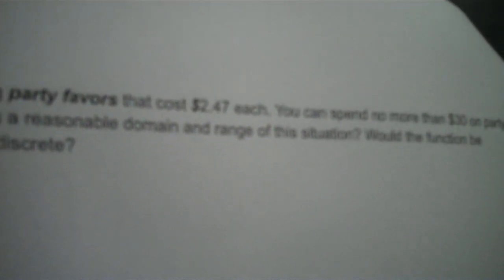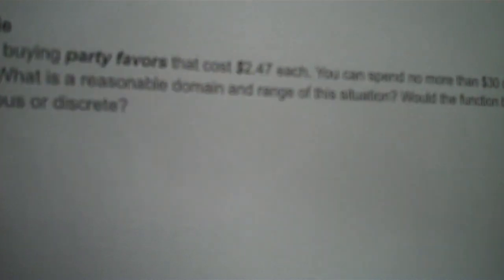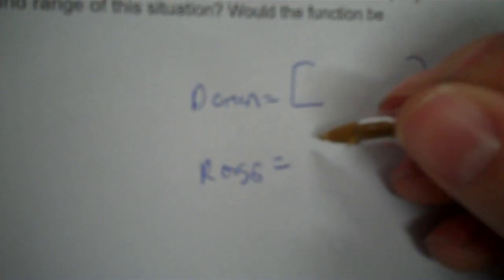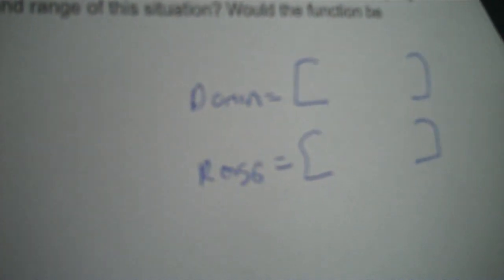You're buying party favors that cost $2.47 each. You can spend no more than $30 on party favors. What is a reasonable domain and range of this situation? With the function, that means, will the graph be continuous or discrete? So domain, range. I'm going to put these in intervals, so then I don't have to list every number. Otherwise, if you don't put them in intervals, you get to list every number on the table. I don't really care to do that. This is already going to be crappy enough.